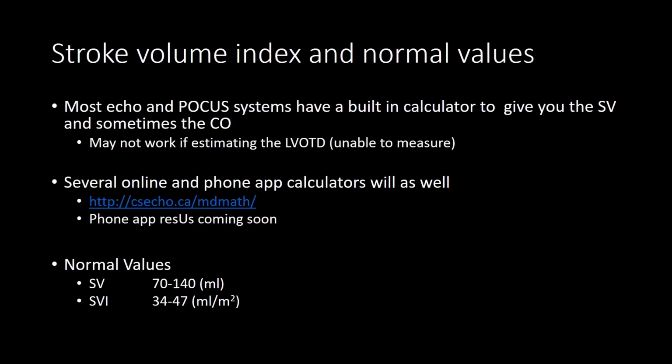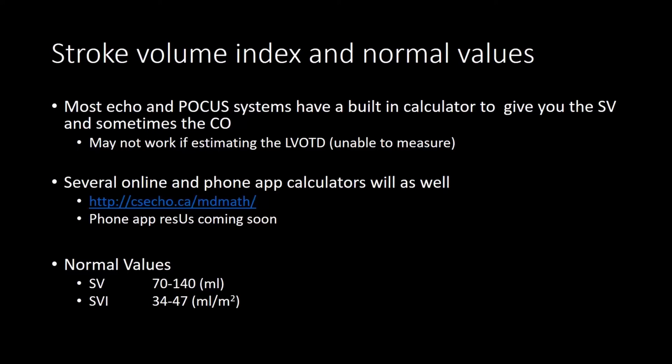There will be a calculation package within your ultrasound system, and then there are several online calculators which will allow you to get the stroke volume if you know the VTI and the left ventricular outflow tract diameter. The problem with the calc package on your system is it probably is not going to calculate the stroke volume for you if you were unable to measure the LVOTD. And we talked about in the last episode how we can estimate that number. So you may need to get one of these calc packages. And then, of course, when we put out our phone app, which will be any day now, you will be able to do it on that.